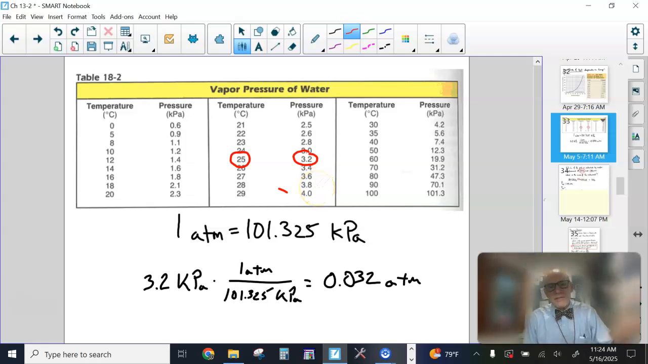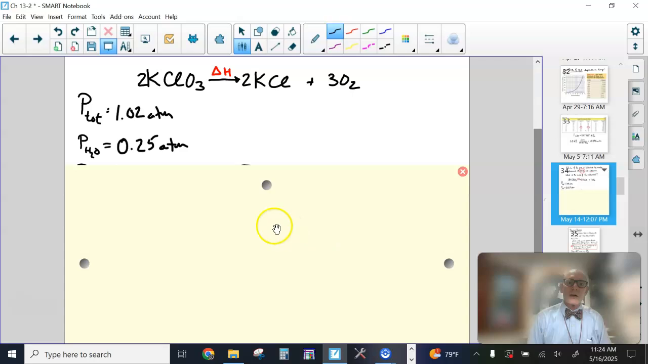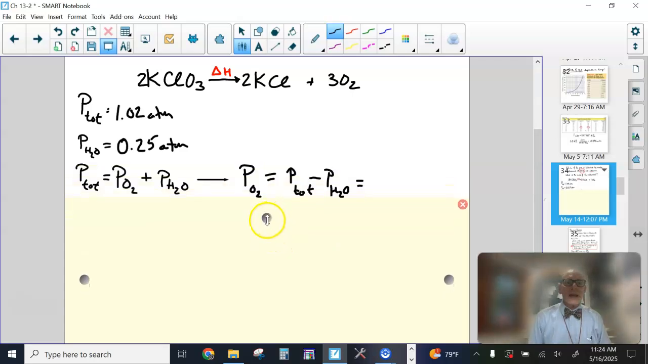That's the only table I could find online on short notice, one in kilopascals. So we have to convert to atmospheres. I'd give you this conversion on any test or quiz, but essentially it's dividing by 100. So 3.2 divided by 100 is 0.032 atmospheres. So at 25 degrees C, water vapor exerts, bear with me, let me change the color of my pen, 0.032 atmospheres.